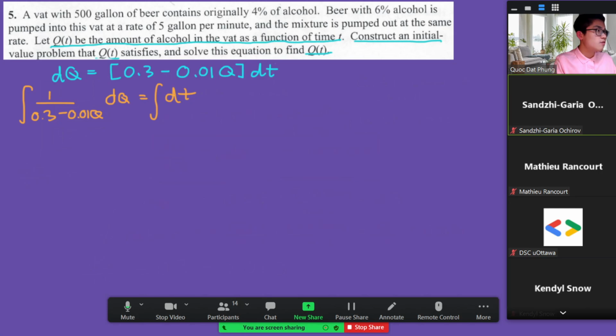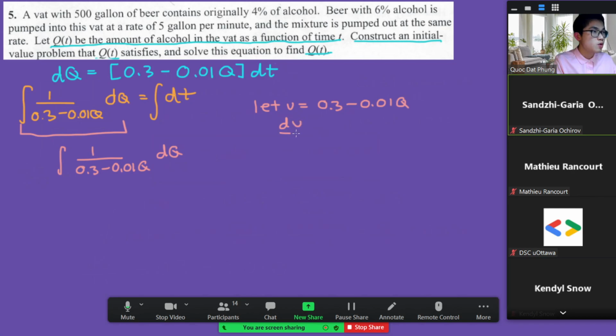Now let's solve for this one. What's that going to be? Well, let's see. We are going to say let u be 0.3 minus 0.01 q. So du over dq is equal to negative 0.01. Then du is equal to negative 0.01 dq. So dq is equal to negative this over du.